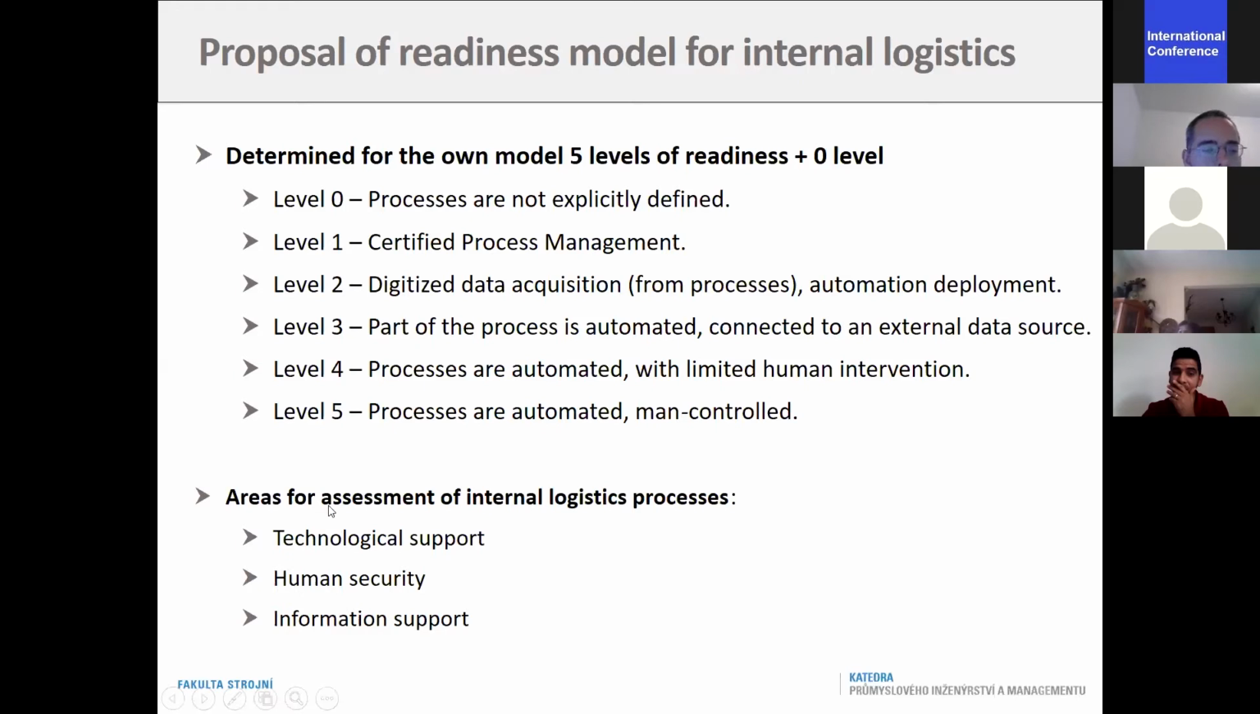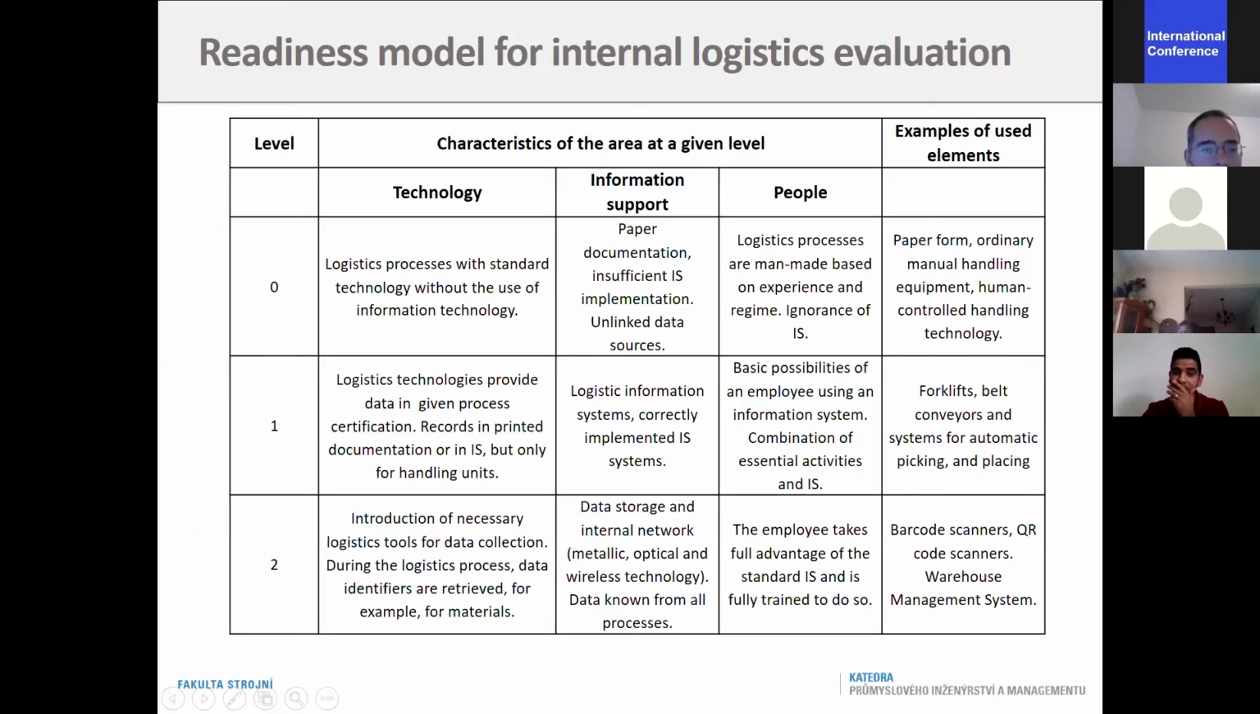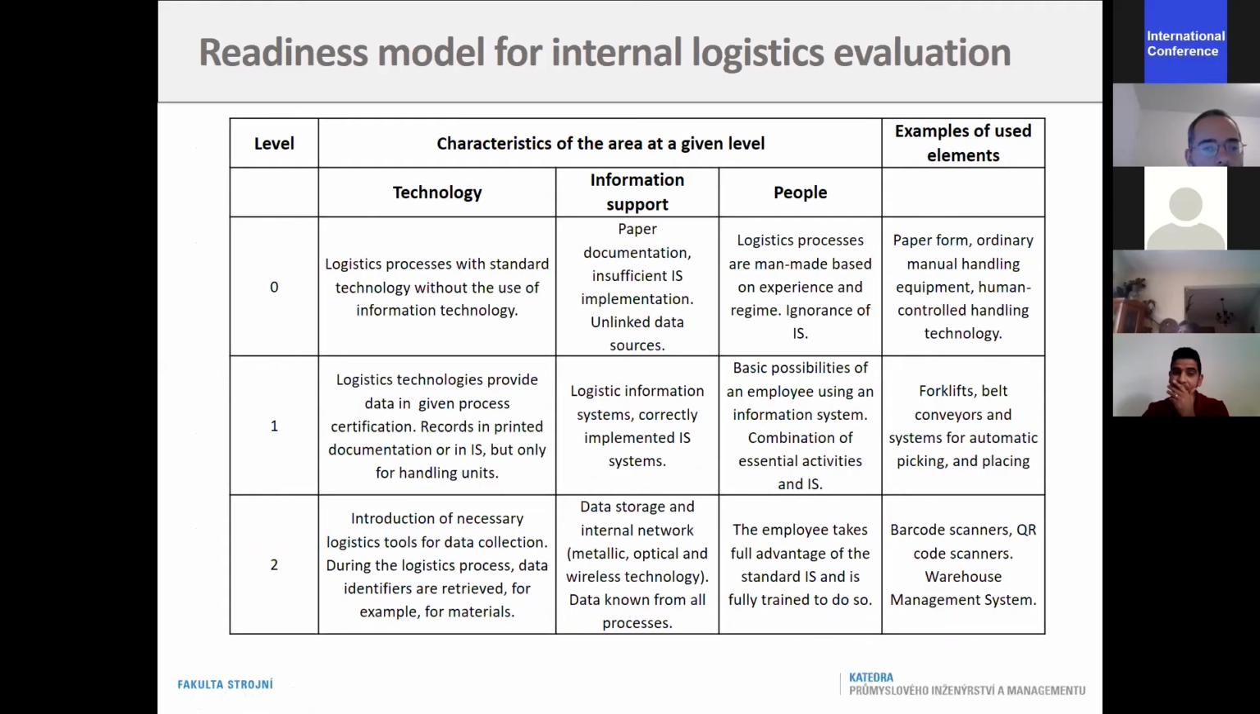As I already mentioned, for areas of assessment, there are 3 areas: technology, human, and information. And the new model is shown on the table on slides, which I will present next. And as I already said, there are 6 levels. Here is the model itself. So you can see there are 1, 2, 3, 4, 5, 6 levels, and each level is divided into 3 areas of technology, information support, and people.